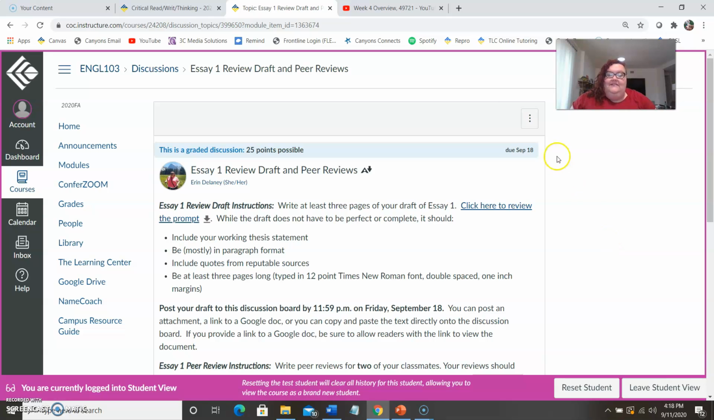And then the assignment that's due for this week is to write your review draft, which is a rough draft of the first essay that is 3 pages long, that's mostly paragraph format and already includes some research. So it's a little more formal than the topic proposal assignment that you submitted earlier in the semester. Now it's starting to form itself into an essay.